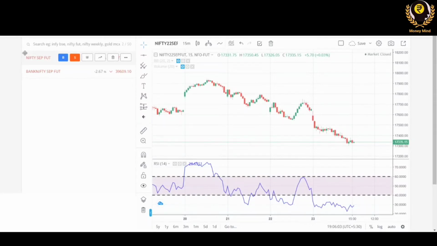So now as you can see here, I have kept Nifty September future and Bank Nifty September future in my watch list here. So you need to keep the future charts of Nifty and Bank Nifty in your watch list. So now I have the Nifty September future chart open on my console.